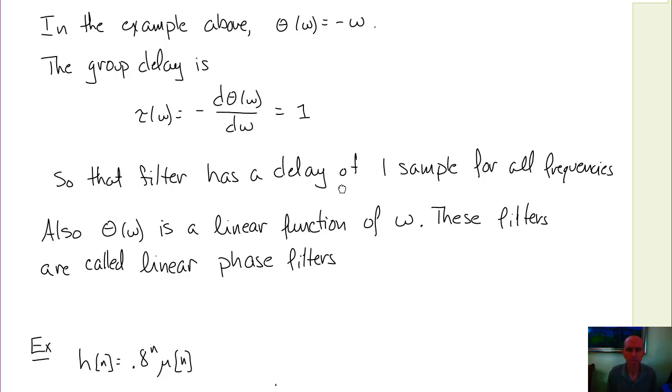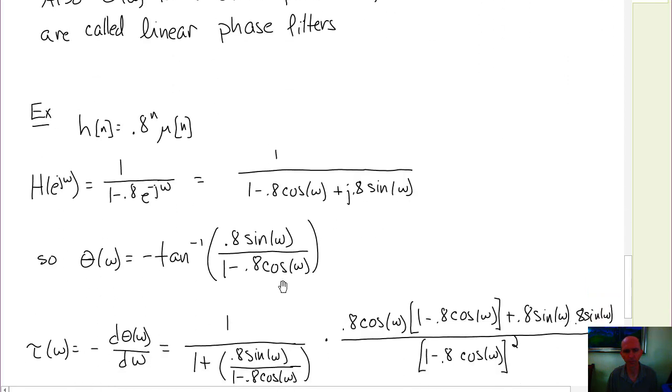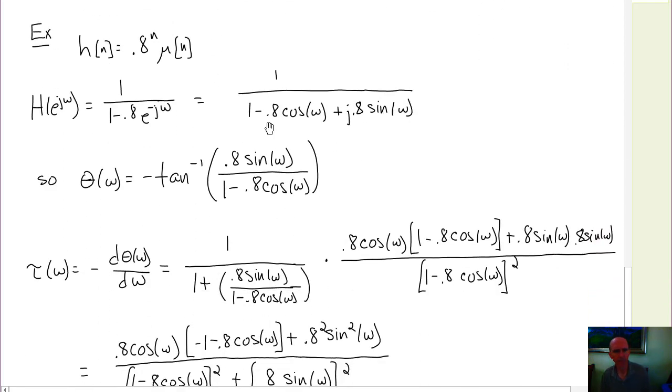Now, filters that do have this property, that the delay is the same for all frequencies, are going to be called linear phase filters. As in this case, we saw theta is a linear function of omega, and so that's why we call them linear phase filters. Now let's look at another example before we go on and talk specifically about linear phase filters.